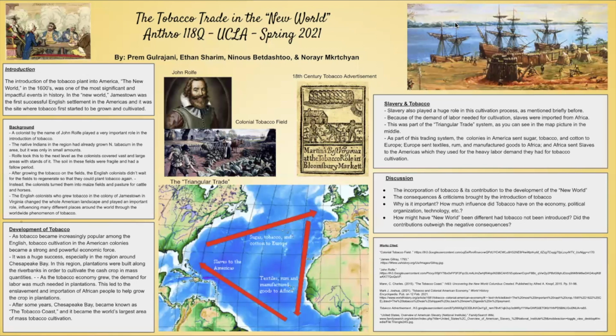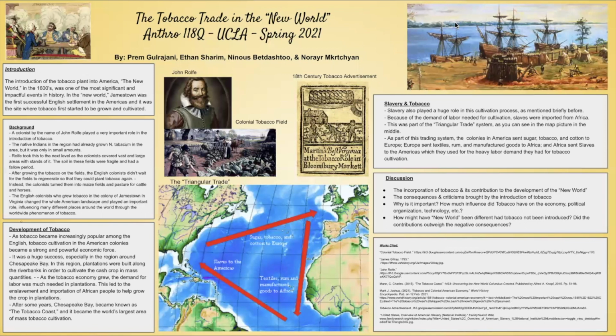Why is it important? How much influence did tobacco have on the economy, political organization, technology, etc.? So tobacco was a way for colonists to get rich really quick and oppress mainly African Americans, but all groups of people. And it caused these groups of people to become even more oppressed than they already were. As tobacco hurt the Native Americans and the African slaves the most, the Native Americans lost their lands because of crops, and Africans lost their livelihood and freedom because of it.